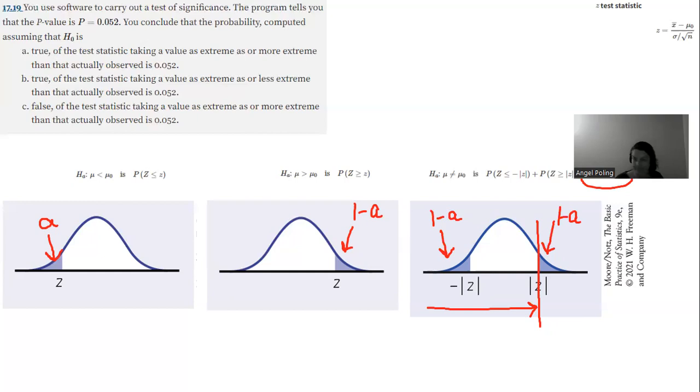Okay, so you can use software to carry out a test of significance. The program tells you that the p-value is 0.052. You conclude that the probability computed, assuming that H naught is true, so definitely not the last one, because we always assume H naught is true.